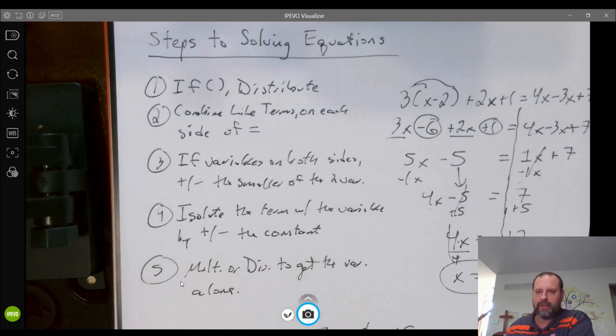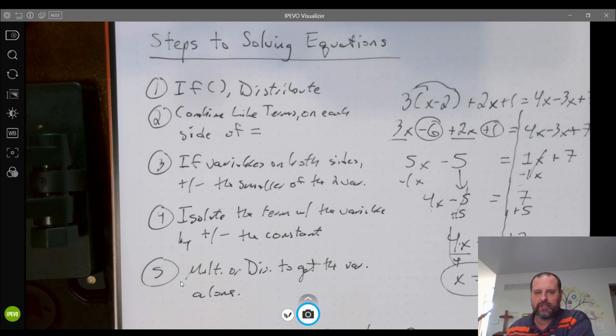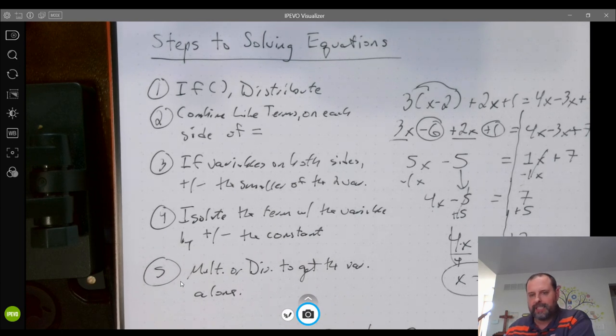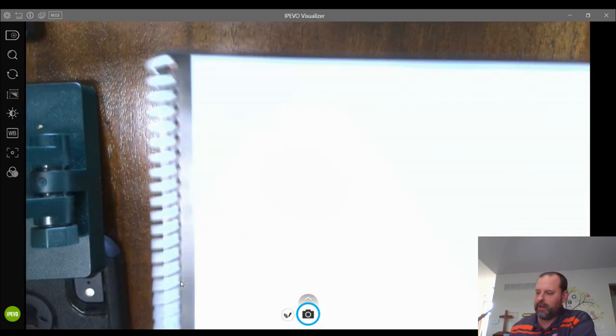So if there's parentheses, distribute. Number 2, combine like terms on each side of the equation. Number 3, if variables on both sides, add or subtract the smaller of the two variables. We'll definitely see some of those today. Number 4, isolate the term with the variable by adding or subtracting the constant. And then 5th, multiply or divide to get the variable alone.